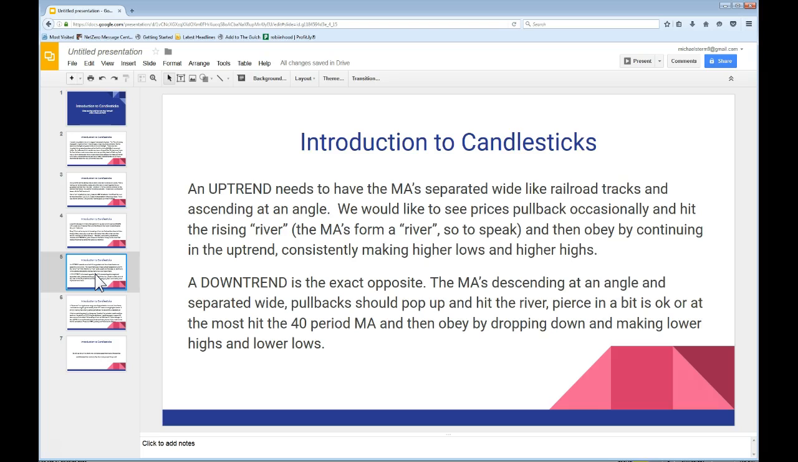And what we want to see is prices pull back occasionally and hit the rising river, okay, if you're in an uptrend. The moving averages will form this river, so to speak, and then you want to see it obey by continuing in the uptrend, consistently making a higher low and a bunch of higher highs. It's a series of that, okay?